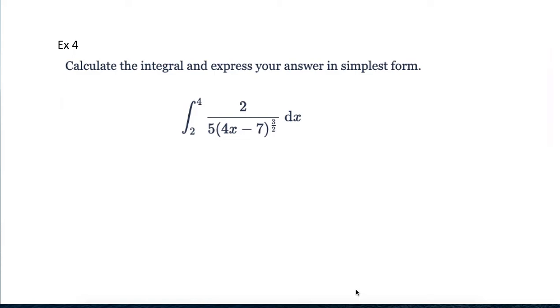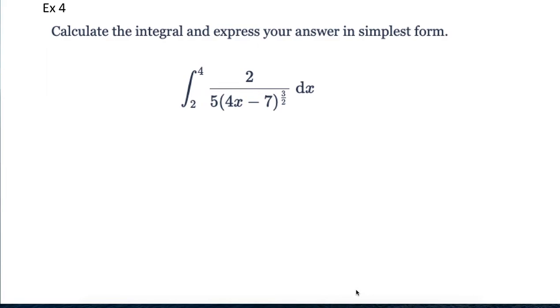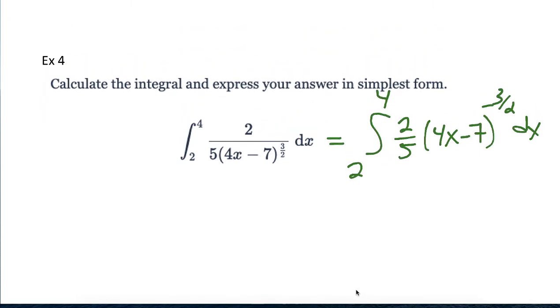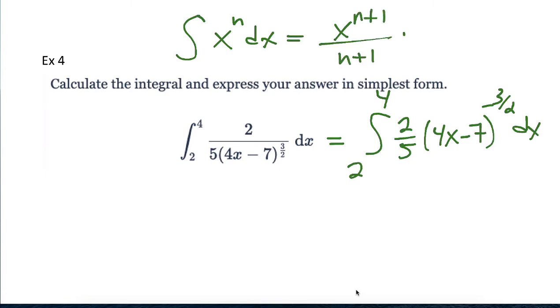It really doesn't change the process much. It just changes the constant that's out in front. What I mean by that is take this problem, and really this is the same thing as the integral from 2 to 4 of 2/5 times (4x minus 7) to the negative 3/2 dx. So we have an integral for x to the n dx. We use the rule: x to the n plus 1 divided by n plus 1, plus a constant. So that's the rule that we're going to use on this.